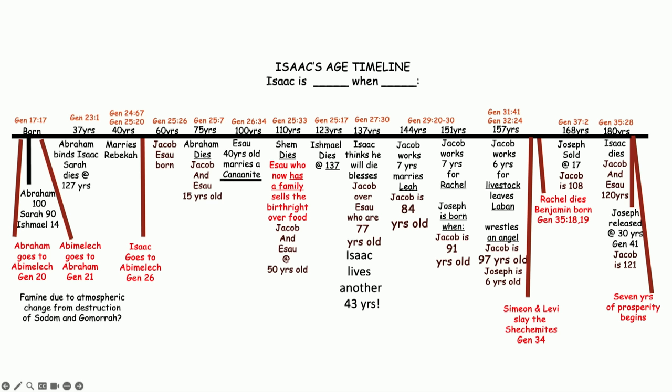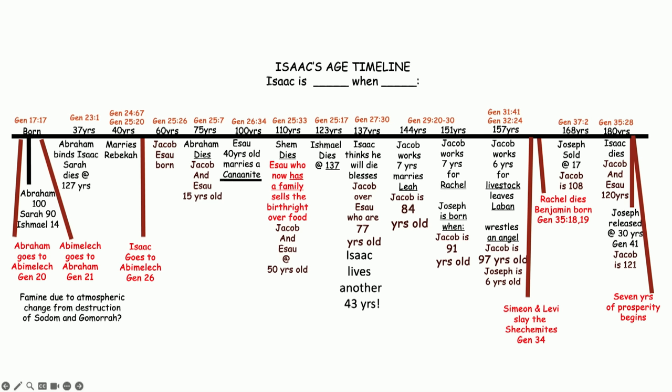Isaac's age timeline. Isaac is how old when this happens? Okay, well, Isaac is born when Abraham is 100, Sarah's 90, Ishmael's 14. Then we see Abraham goes to Abimelech, Abimelech goes to Abraham. Here, Isaac is 40 when he marries Rebekah. He's 60 when Jacob and Esau are born. Abraham dies when Jacob and Esau are 15 years old. On the top is every scripture that you can have to see the timeline.